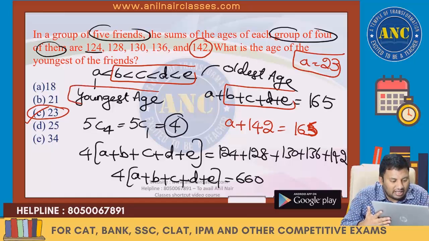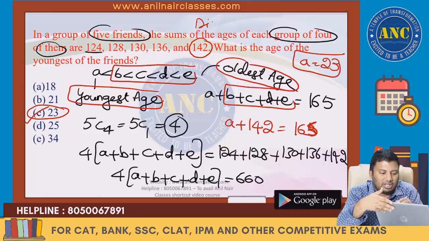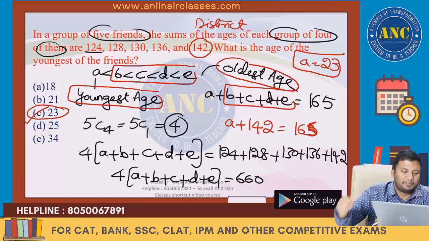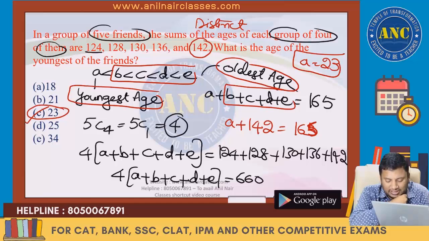A is the youngest. E is the oldest. Please make a note, the ages are distinct. I hope it is clear. Please let me know in case if it is not clear to you. Any doubt in this question? First one it is clear.